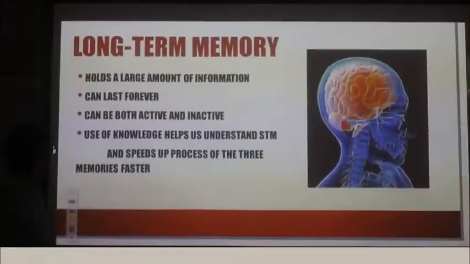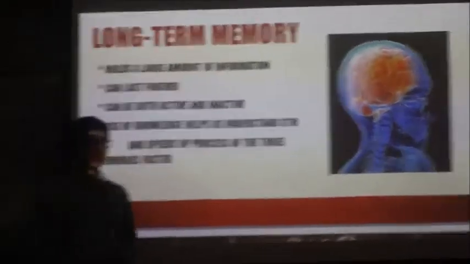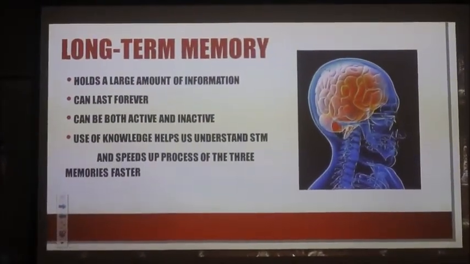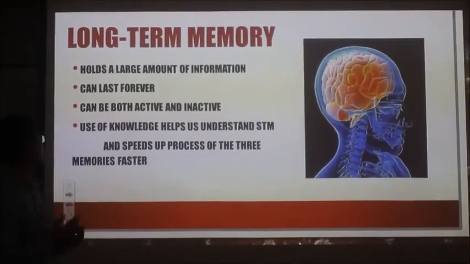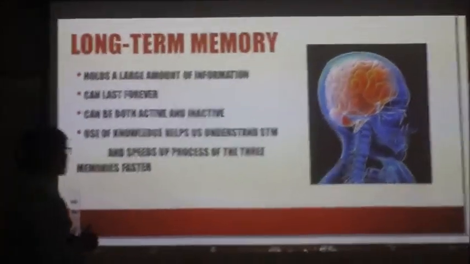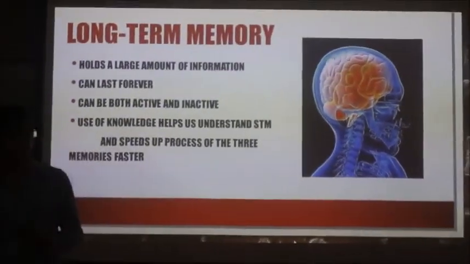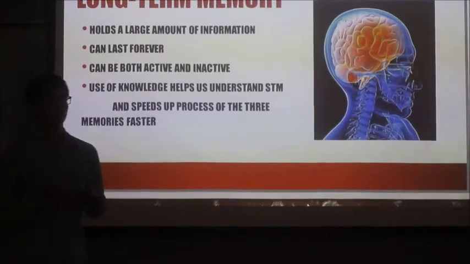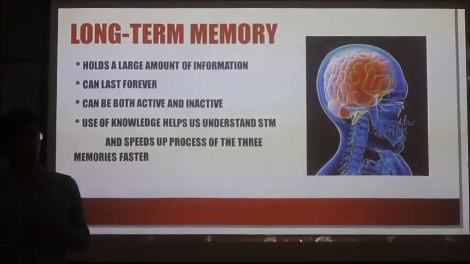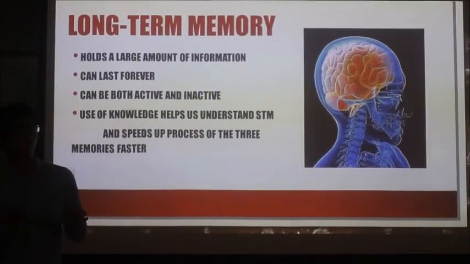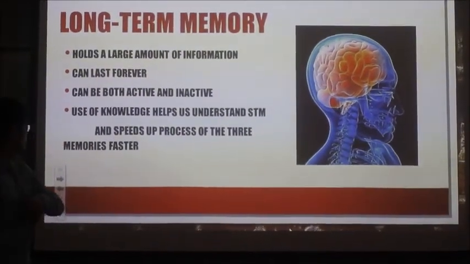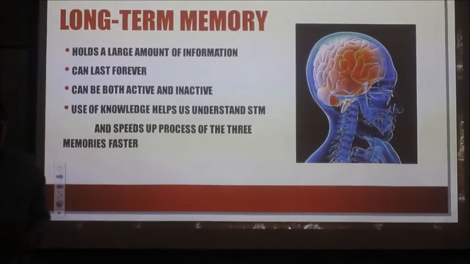And if you don't repeat it, it's lost. Long-term memory is the last and final stage of the information processing model. It holds a large amount of information, and it can last from forever to almost forever. And it can be both active and inactive. Knowledge helps us understand short-term memory, and the more information you have in your long-term memory, the more it'll help you speed up the process from the sensory register and the short-term memory, just like going to school, and it'll help speed up the process of the three memories faster.